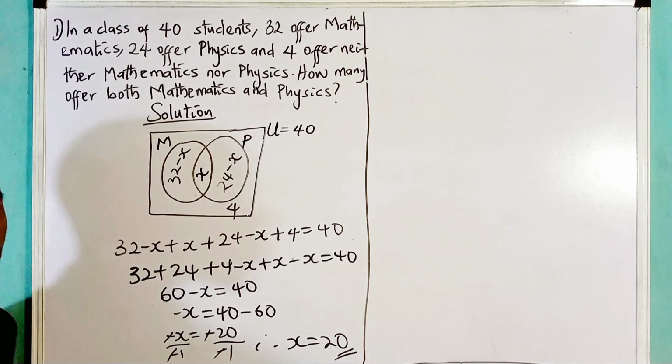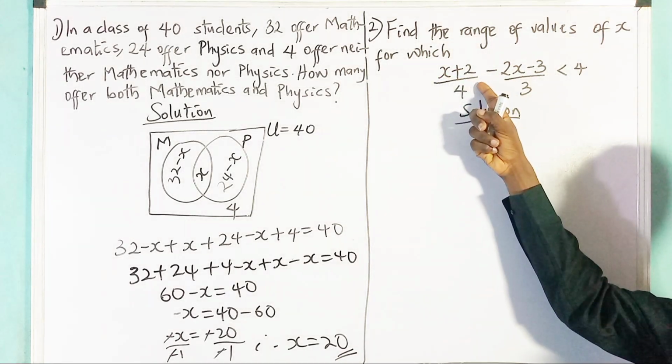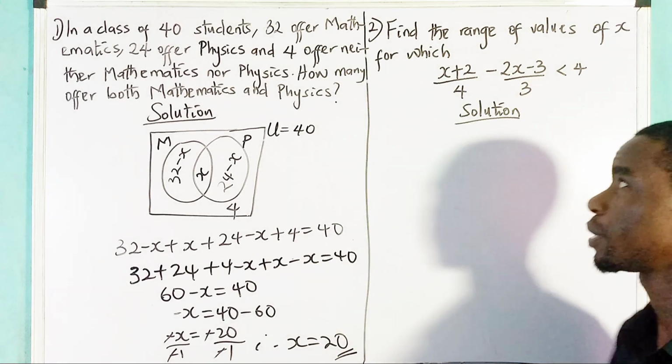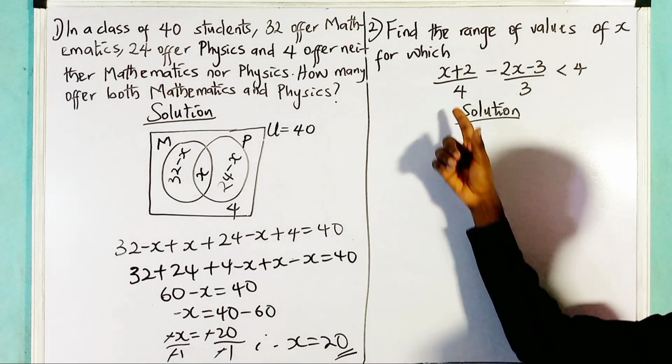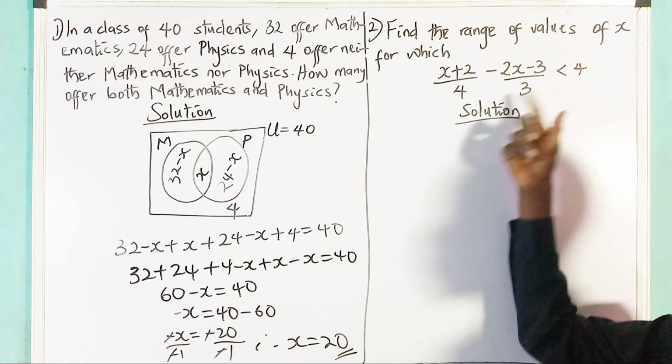Let's go to number 2 question. Now, this is the second question. Find the range of values of X for which this minus this is less than 4. This is an inequality problem. Okay, there are different methods, but what I want to do is to find the LCM of 4 and 3, and then I'll multiply each of these terms by the LCM.